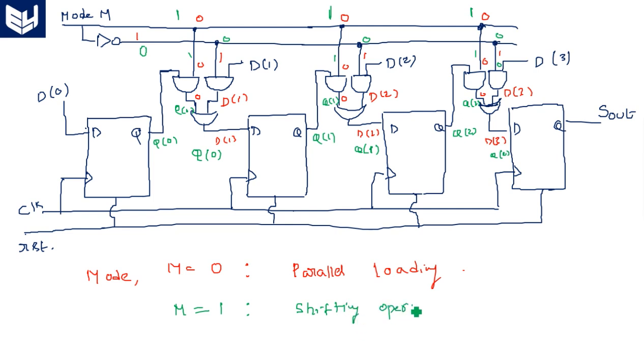Shifting operation, that too parallel shifting. Sorry, serial shifting. Serial right shift operation is being performed when M is equal to 1. So depending upon the mode pin, the data can be moved serially or a parallel loading operation is performed.